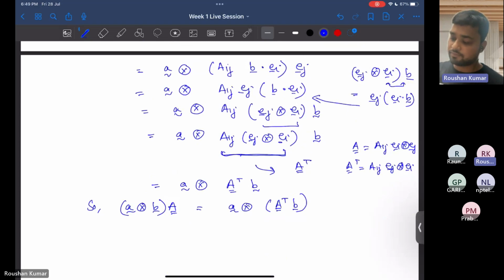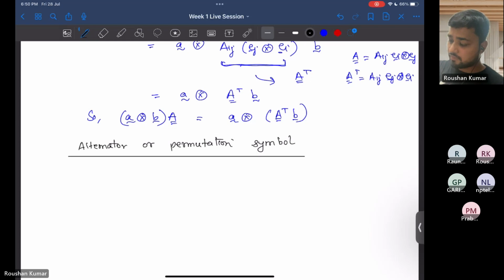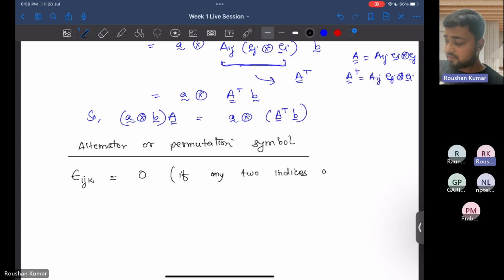Now we move on to the next question, that is question number 6. Before going to question number 6, I want to explain one symbol, that is the alternator or permutation symbol. It is denoted as epsilon, and the component of epsilon is ijk, and it becomes 0 if any two indices are the same.